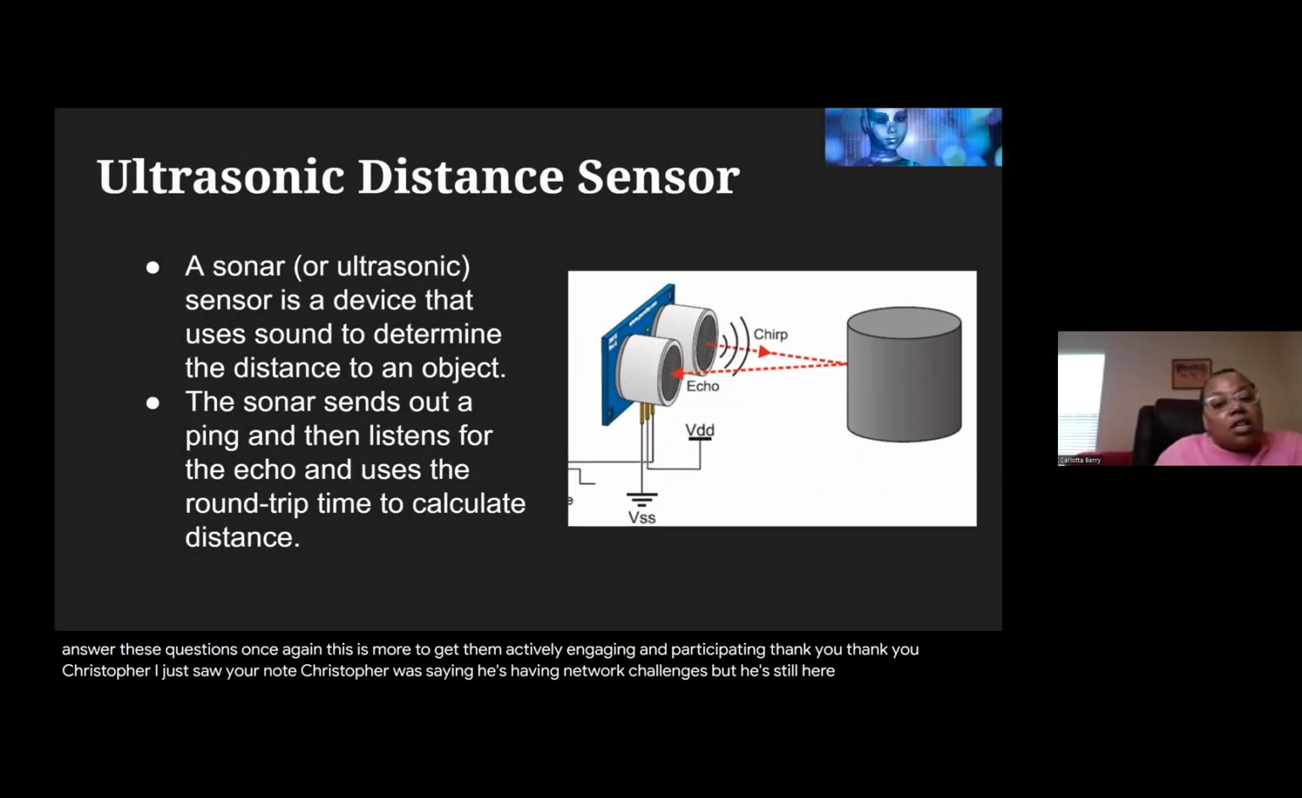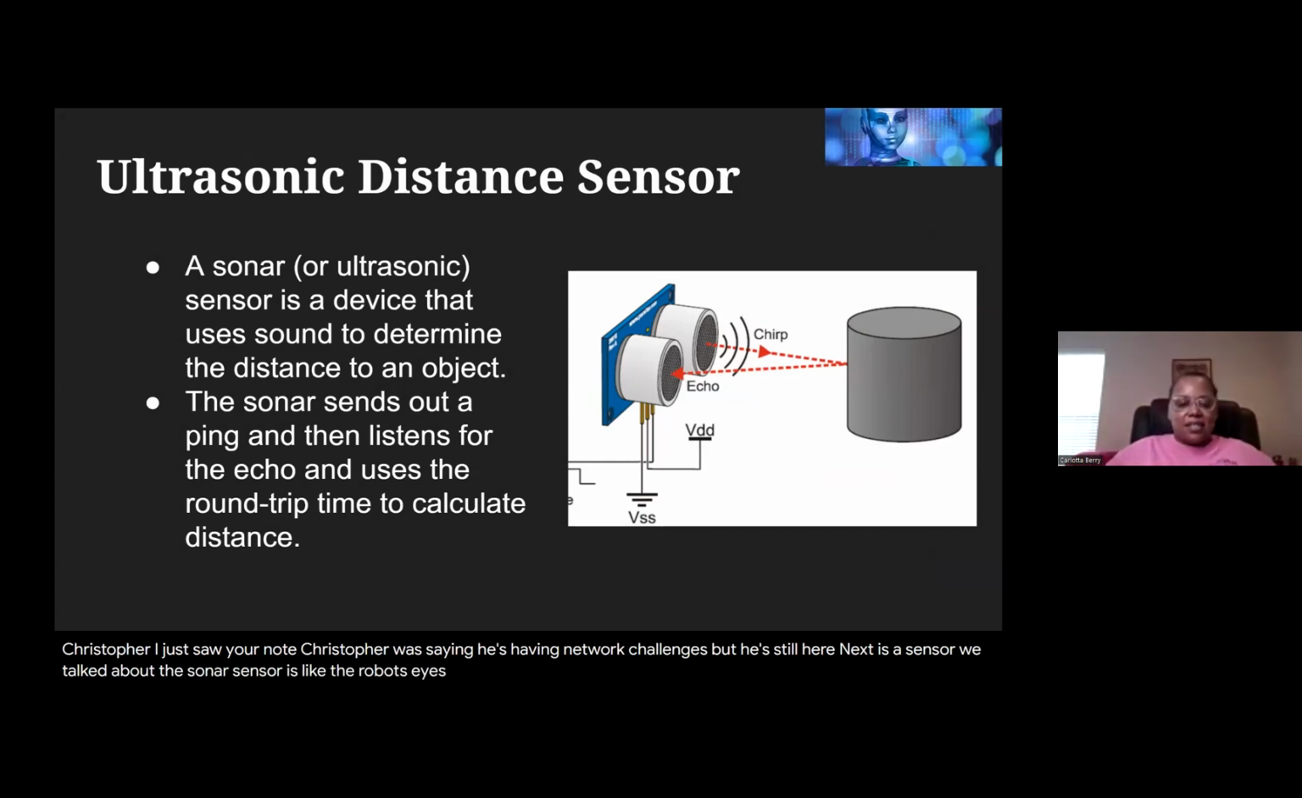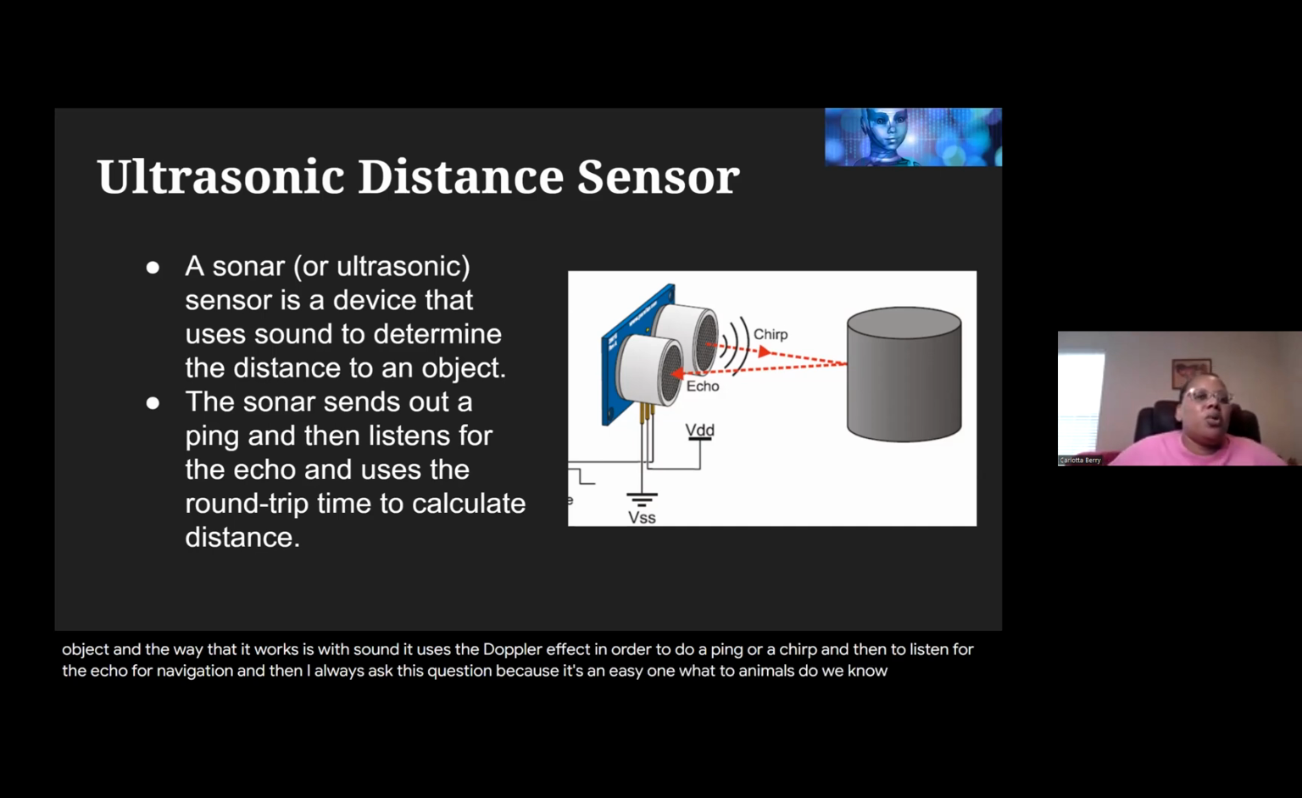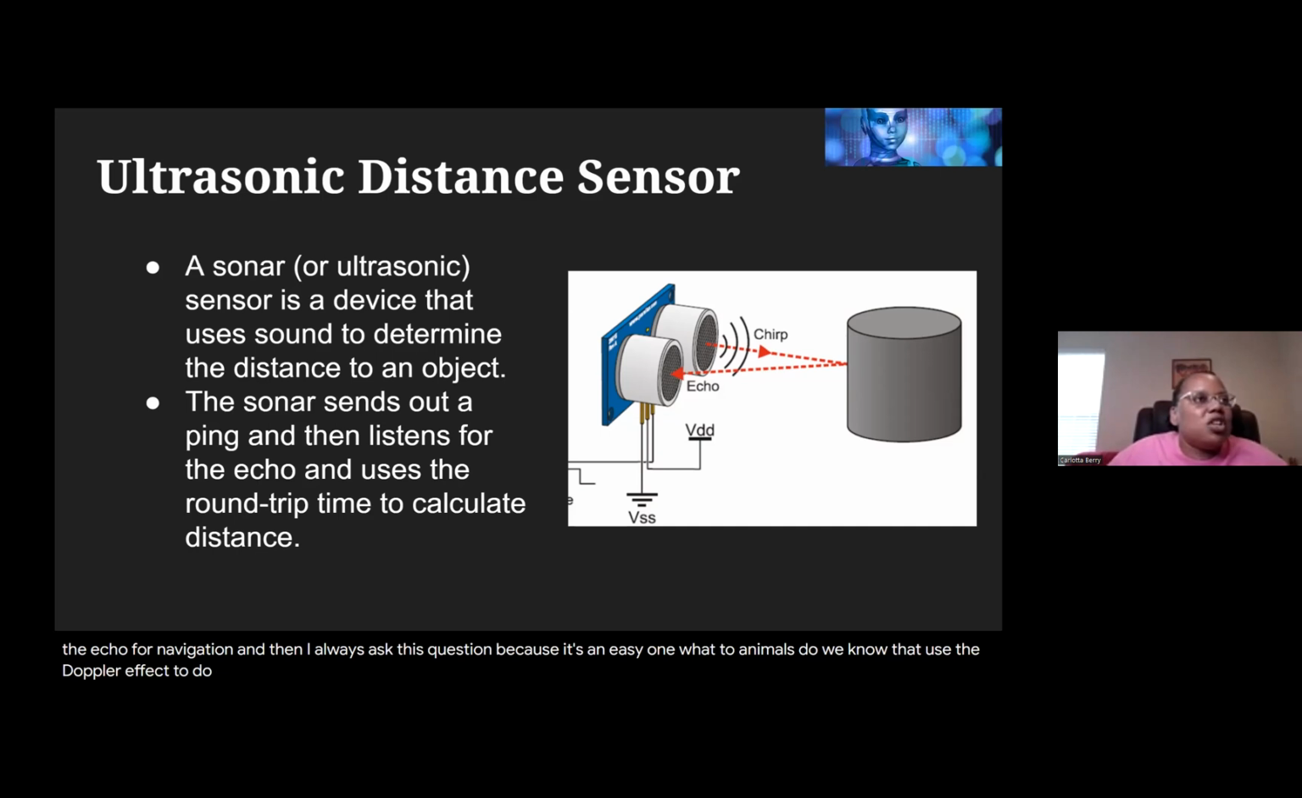Next is a sensor. We talked about the sonar sensor being like the robot's eyes because it's used to detect the distance to objects or the presence of an object. The way that it works is with sound. It uses the Doppler effect to send a ping or a chirp and then listen for the echo for navigation. And then I always ask this question because it's an easy one: what 2 animals do we know that use the Doppler effect to do navigation like our robot will? I let them answer in the chat, and the answer is always dolphins and bats. So dolphins and bats also use sonar for navigation.